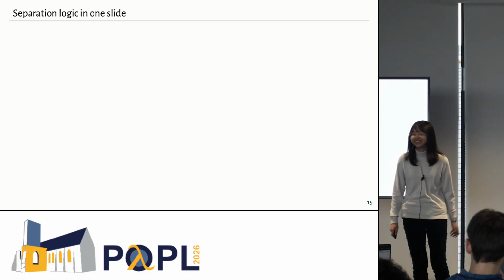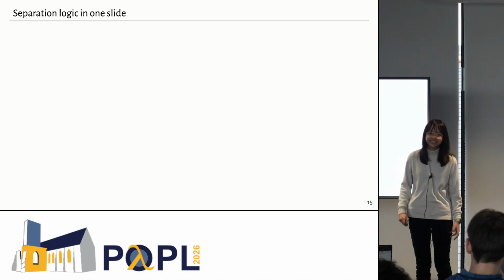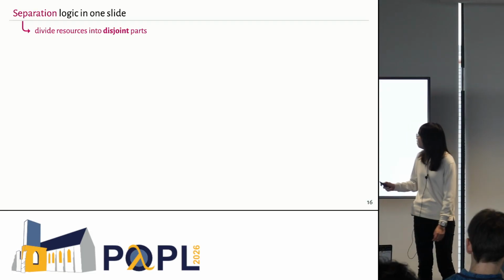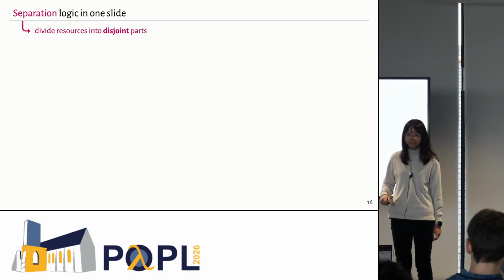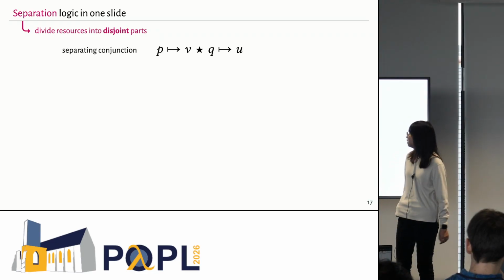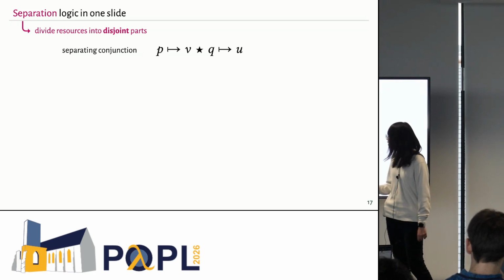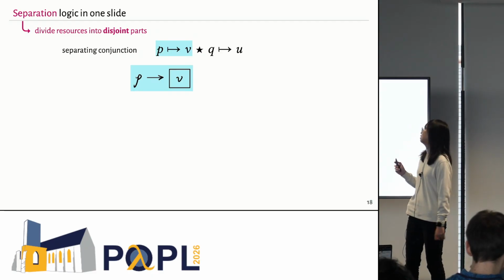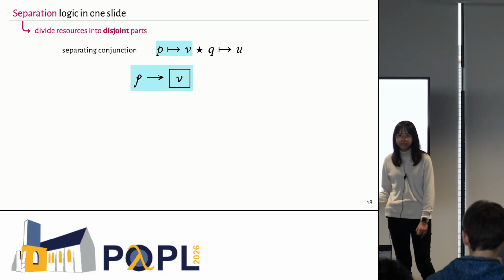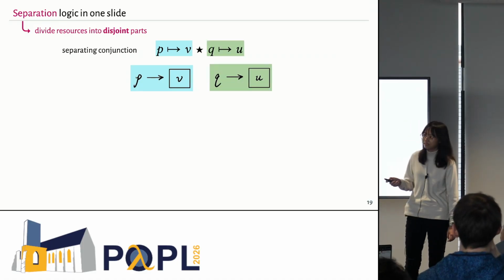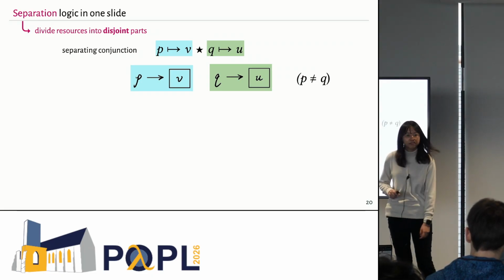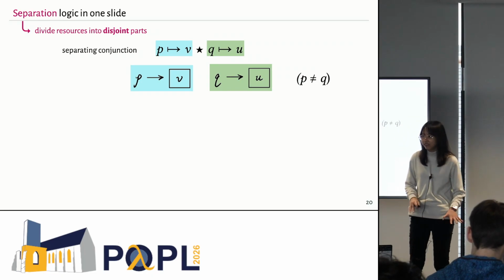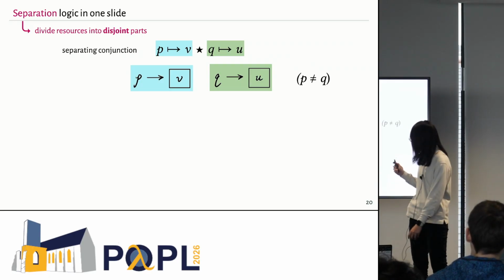So, separation logic. The core idea of separation logic is separation. Separation is to divide resources into disjoint parts. The basic construct is called a separating conjunction. For example, P points to V, star, Q points to U. The left-hand side talks about a cell allocation P storing value V, and the right-hand side talks about a cell allocation Q storing value U. And the star ensures that these two cells are disjoint, so P and Q cannot alias.